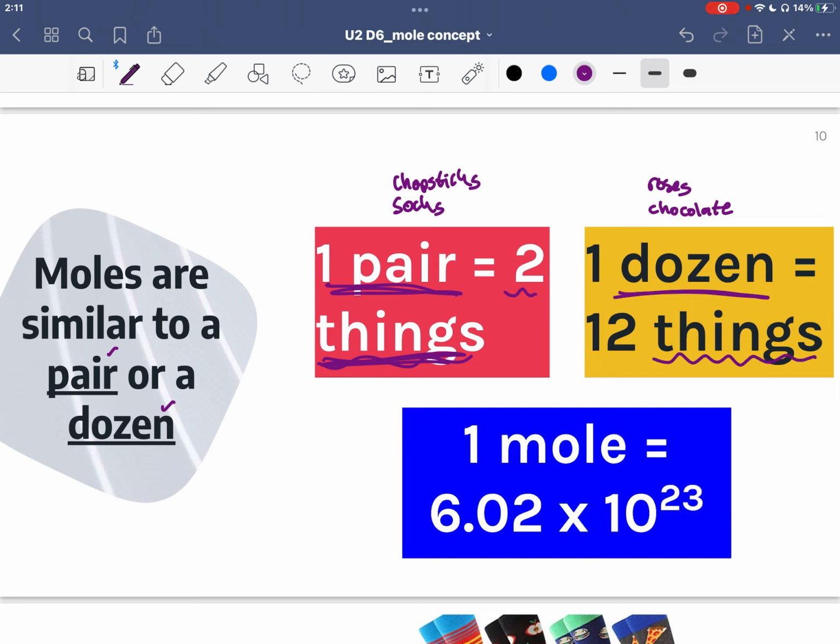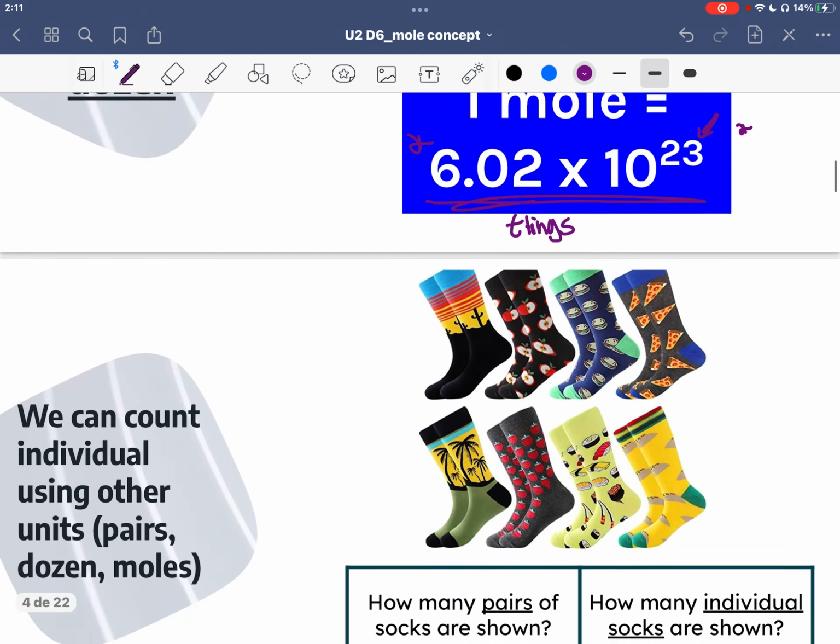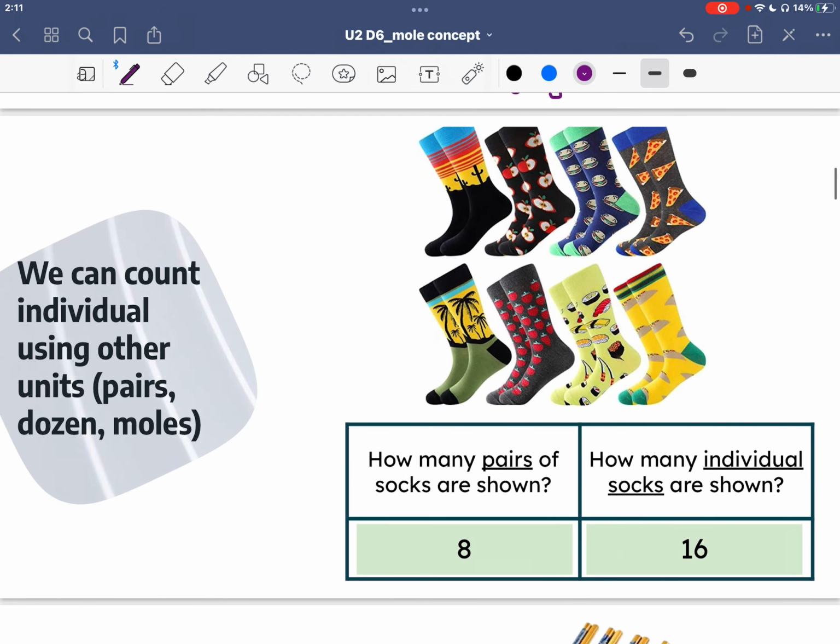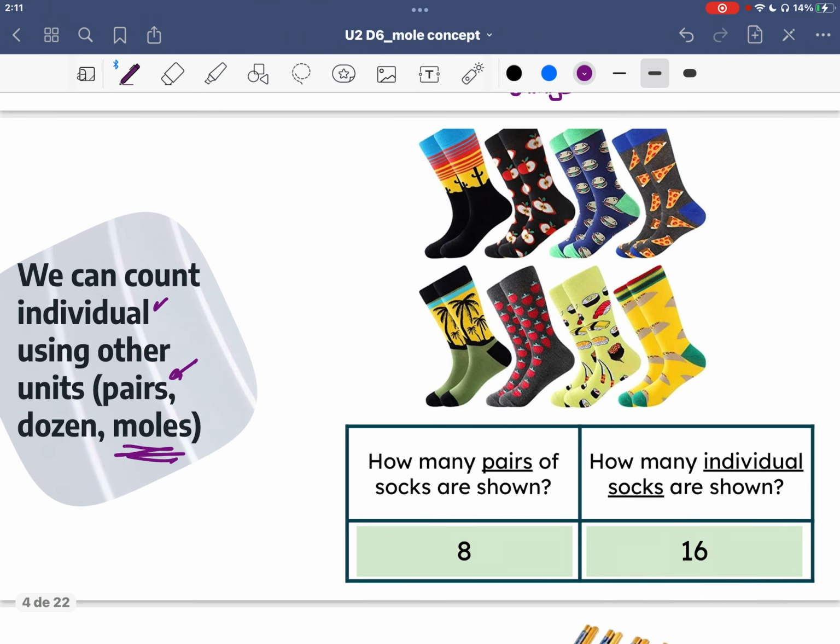A mole is the same. It's 6.02 times 10 to the 23rd things. It's just a really big number of things, but just like pair or dozen, one mole means this many things, this giant number of things. So, extending this analogy, we can count individual things using other units like pairs, dozens, or today we'll learn about moles. Let's think about how we might count individual things using pairs, for example.